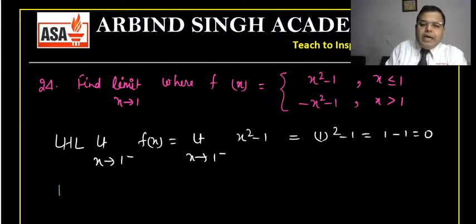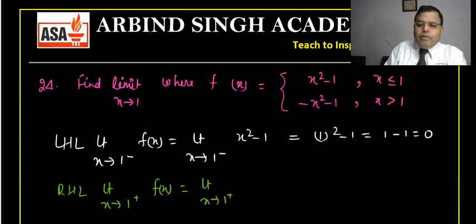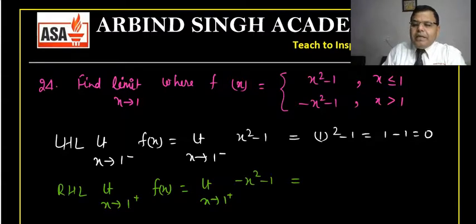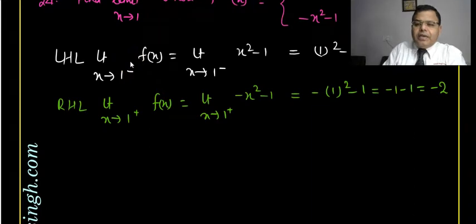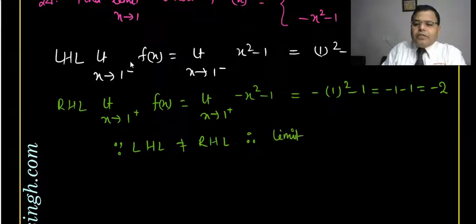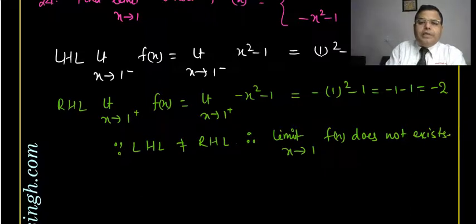Now as far as RHL is concerned, limit x tends to 1 plus f(x), that means when x is greater than 1, this is the applicable definition: x square minus 1. If I put x equal to 1, then this will be 1 square minus 1, which is 1 minus 1 minus 1, that is minus 2. Here the left hand limit and right hand limit are not equal, since the left hand limit is not equal to the right hand limit, therefore limit x tends to 1 f(x) does not exist. I hope you got it.